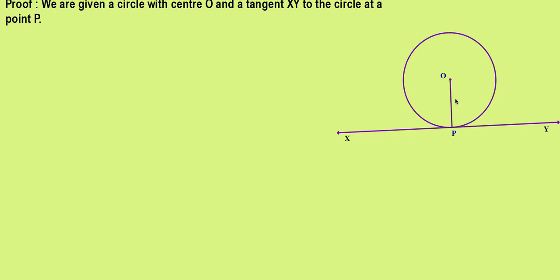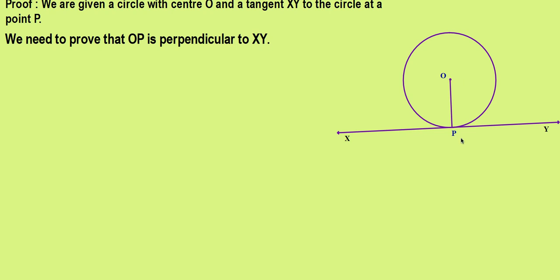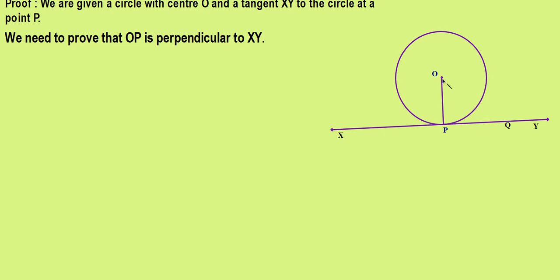We are given a circle with the center O and a tangent XY to the circle at a point P. We need to prove OP is perpendicular to XY. Take a point Q on XY other than P and join OQ.